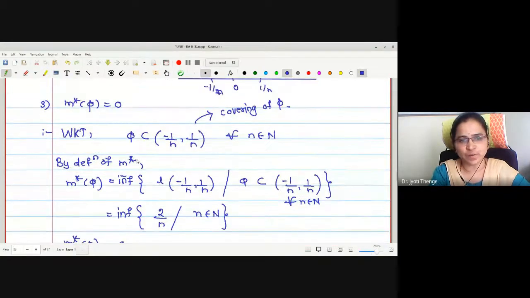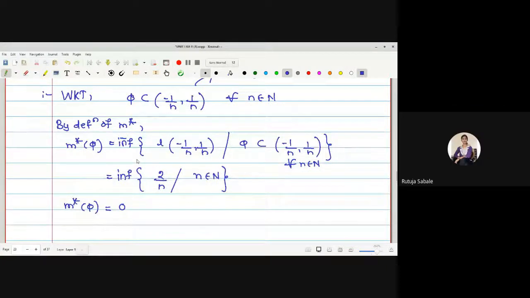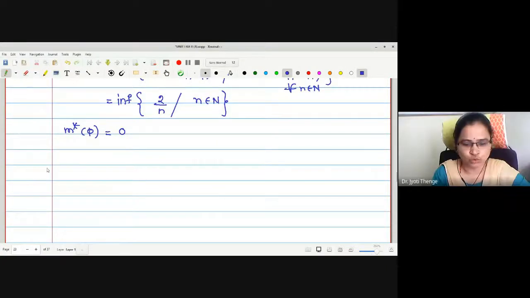Any difficulty in this property? No, ma'am. Let me go to the next one. Number 4: we are going to prove it for a singleton set. If capital A is a singleton set, can anyone guess what its outer measure will be?